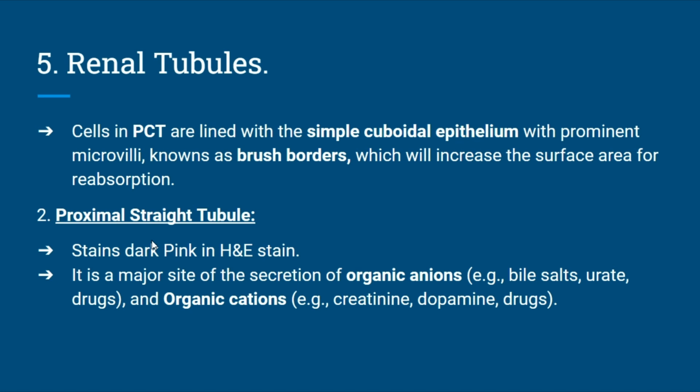It happens through there. The next part is the proximal straight tubule, and it stains dark pink in H&E stains, and it is also a major site of secretion of organic anions, for example, bile salts, urate, drugs, and organic cations, which include creatinine, dopamine, and drugs.